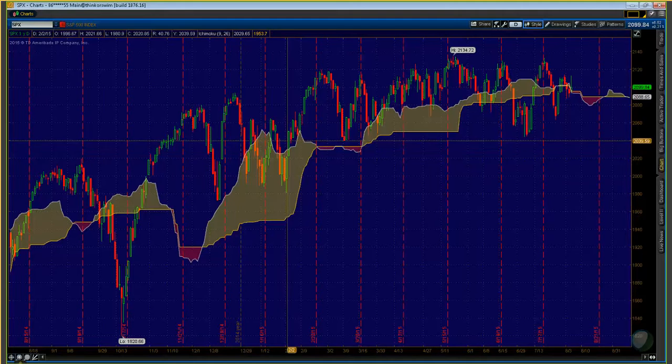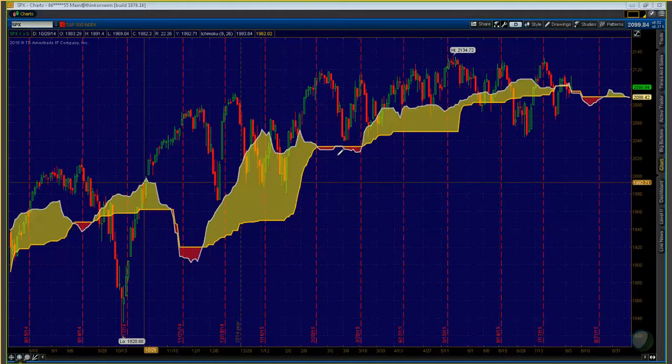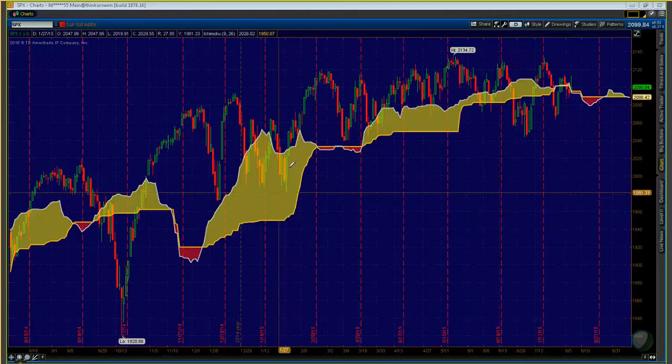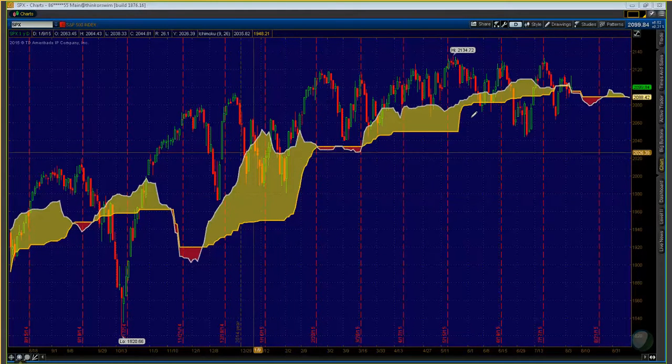That broke out above the Kumo. So there are two ways to trade the Kumo: Kumo twist or Kumo breakout, which is above or below the Kumo. Now, when price action is inside the Kumo, it's considered neutral. Below the Kumo, again, bearish; above the Kumo, bullish.